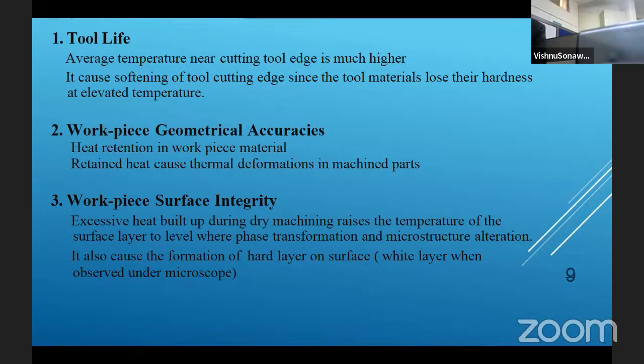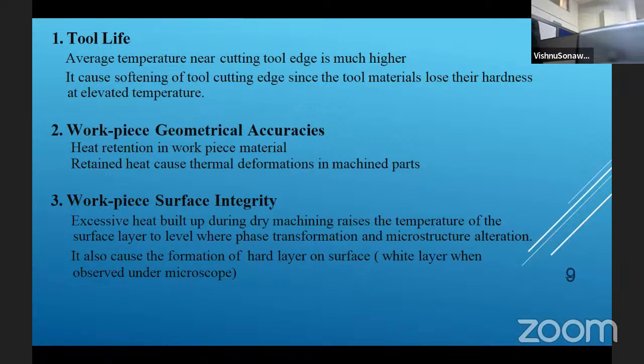Actually, what happens in dry machining is that heat is retained in the workpiece, and due to this heat the material and machine part will be deformed, due to thermal deformation. And next is the workpiece surface integrity. Here, excessive heat builds up during dry machining, and the temperature of the layer rises to a level where, as per metallurgy, phase transformation and microstructural alteration will increase.